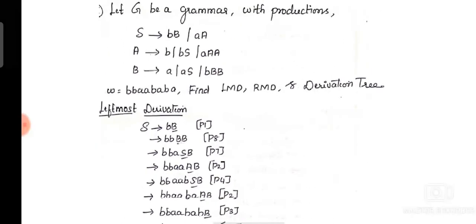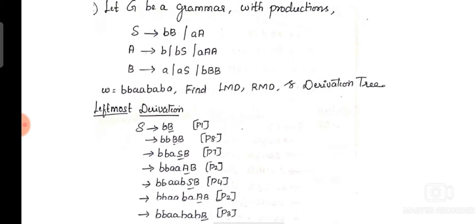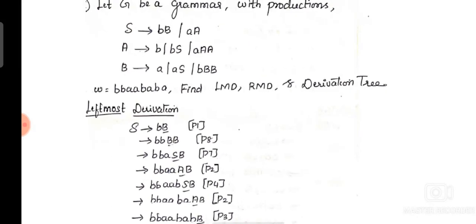In any case we have to start with the starting non-terminal, S tends to bb. If the starting symbol has more than one production, we have to choose the production which is appropriate to our string. That is, our string is starting with small letter b. So the appropriate production is S tends to bb. Similarly, in every case we have to choose the productions based upon the input symbols available in the string.